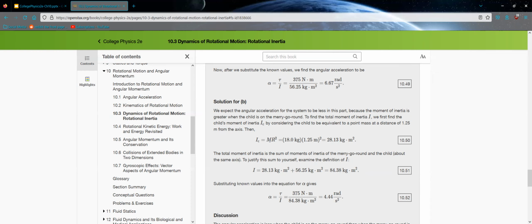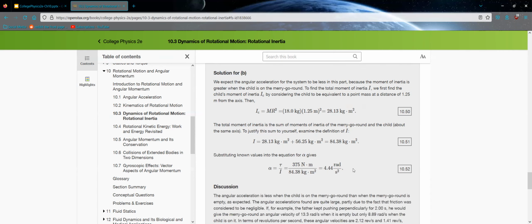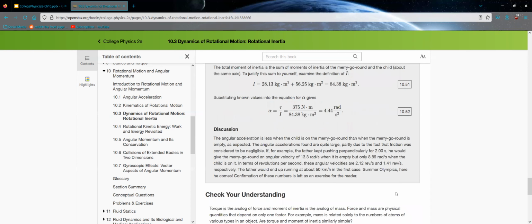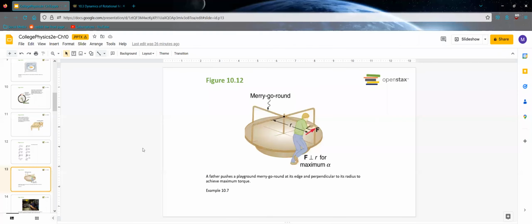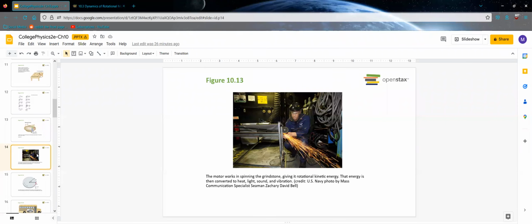And then once we know the child and we know the disk, we can just sum them together to find the child-disk system inertia. Once we have that, we plug in our new numbers and we get, as expected, a smaller acceleration, 4.44 rad per second squared. Again, this is another example of you know it intuitively, and the math also verifies it. Once you sit the kid on there, you have to put more force in to achieve the same acceleration. Increase the mass, increase the force, right? F equals ma. All this stuff goes back to our very simple equations. Well, simple to a certain extent, right? This stuff is getting complicated.